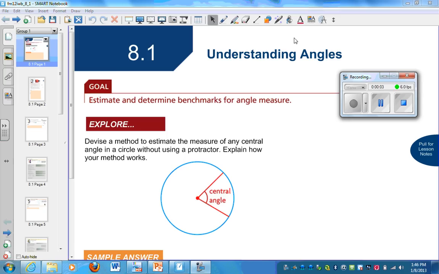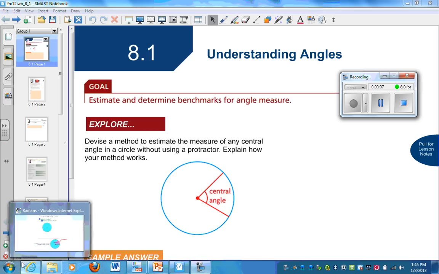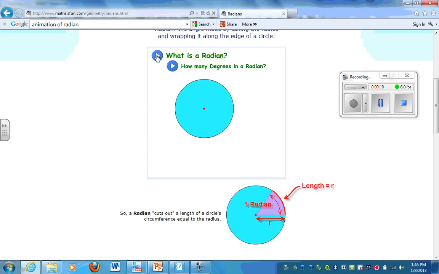Section 8.1, understanding angles. So we're going to be looking at a new way of doing angles, and that's called a radian. What is a radian? So what we do is we take a radius, and then we say, well, how long around the circle can one radius go? And that angle measurement is called a radian. So we take the radius, we take that length, we go that far along, and we say that angle measurement now is 1 radian. A radian cuts out a length of the circle circumference equal to the radius.